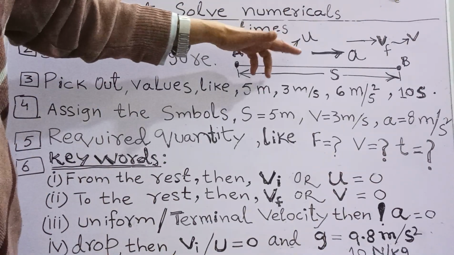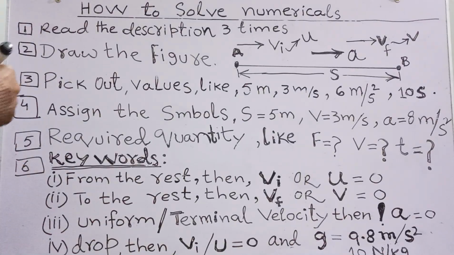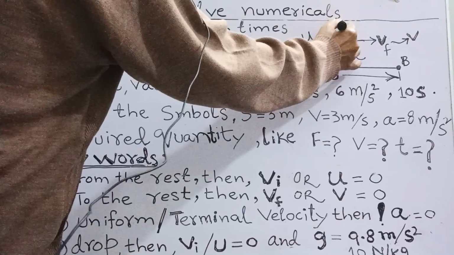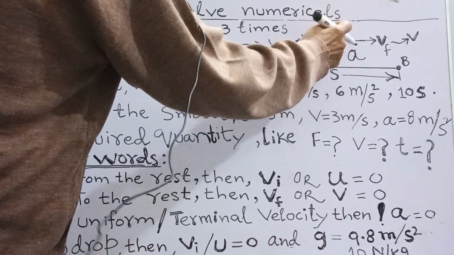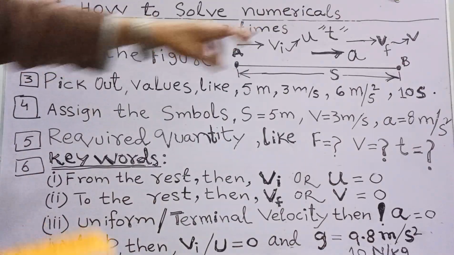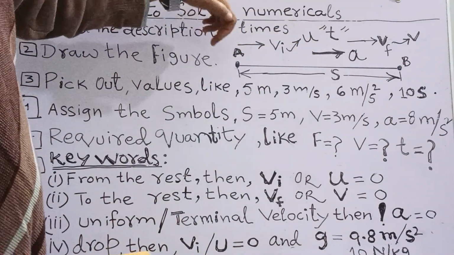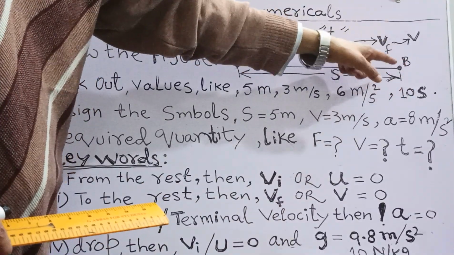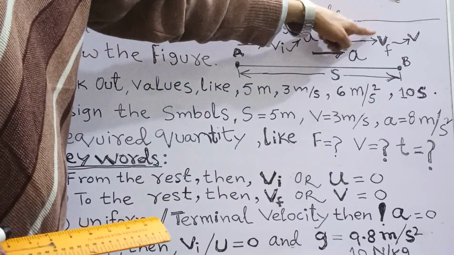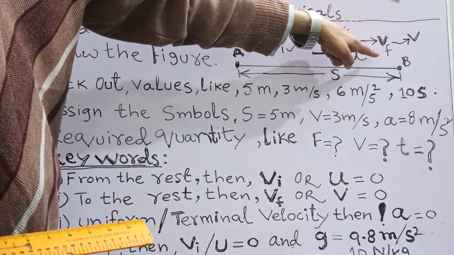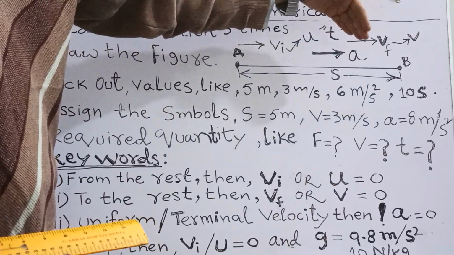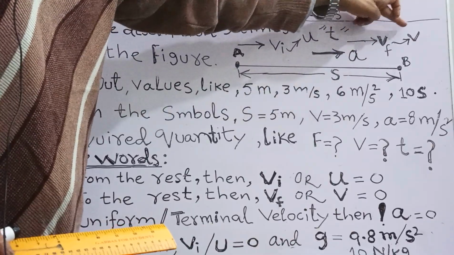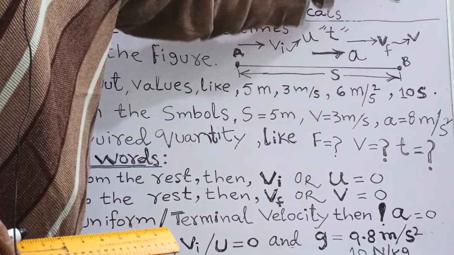Now the body starts moving, and after the time interval t, after some time t, during this time the body reaches the point B. The body comes over here. Now at this point, the velocity of the body is Vf. F means final velocity. And in the Cambridge books, or for the Cambridge student, the final velocity is given by only v. So v is the final velocity for the Cambridge student.